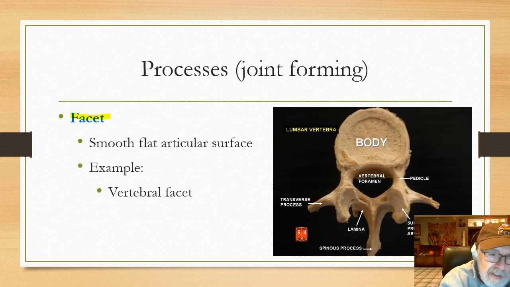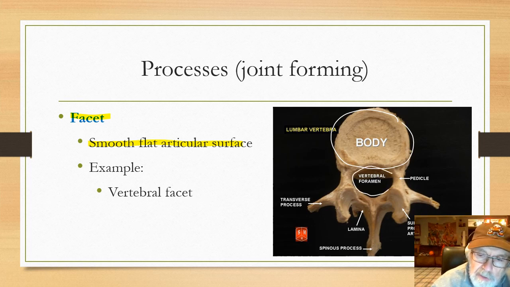A facet. Now this is a little bit more difficult to understand. It's harder to see, okay? But a facet is a smooth, flat articular surface. When we look at this bone right here, this is a vertebra. This is the body of the vertebra, where one vertebra is stacked on top of the other. And this area right here is the vertebral foramen, or the spinal canal, where the spinal cord is going to fit right inside this hole.